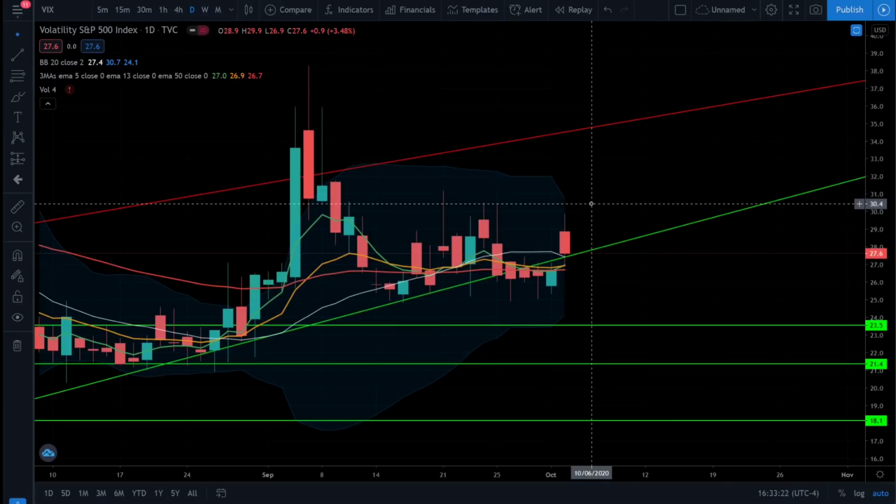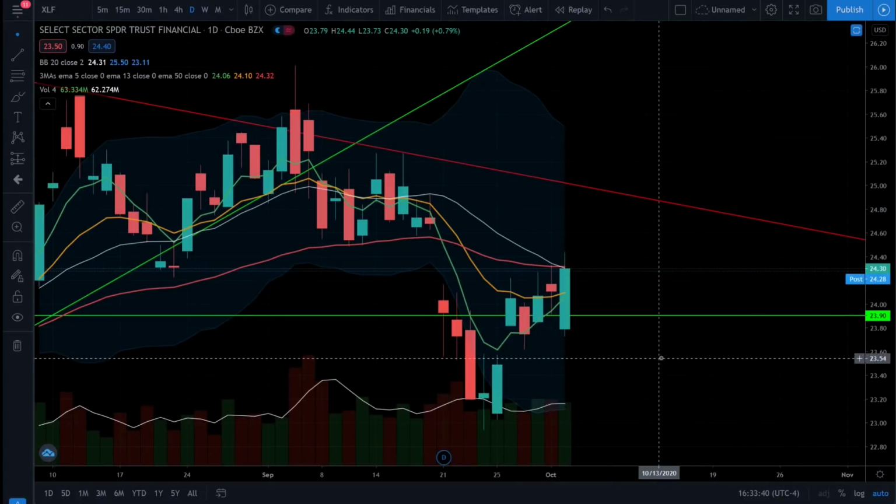So if you are taking long positions off of support levels, don't forget to set those stop losses, because if the market does start dropping drastically, we want to go ahead and take that small loss before it becomes a large loss, and we want to put our money back to work at those lower price targets. So let's go ahead and take a look at the sectors driving this market.